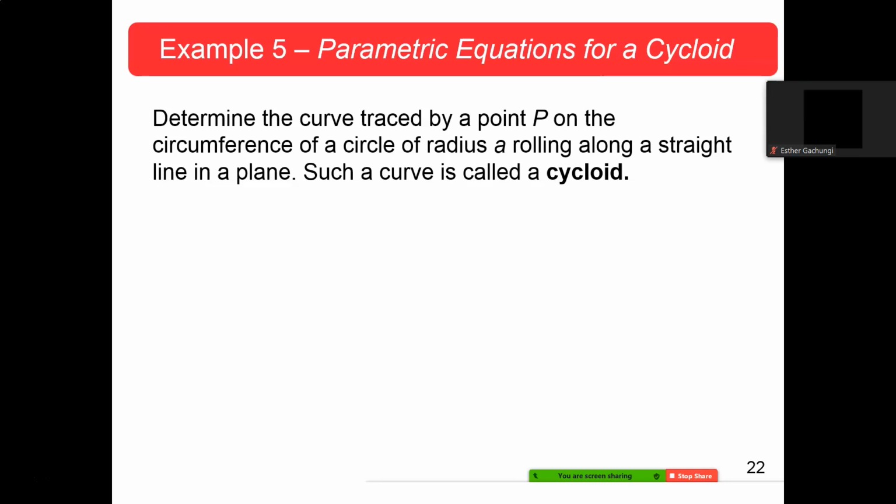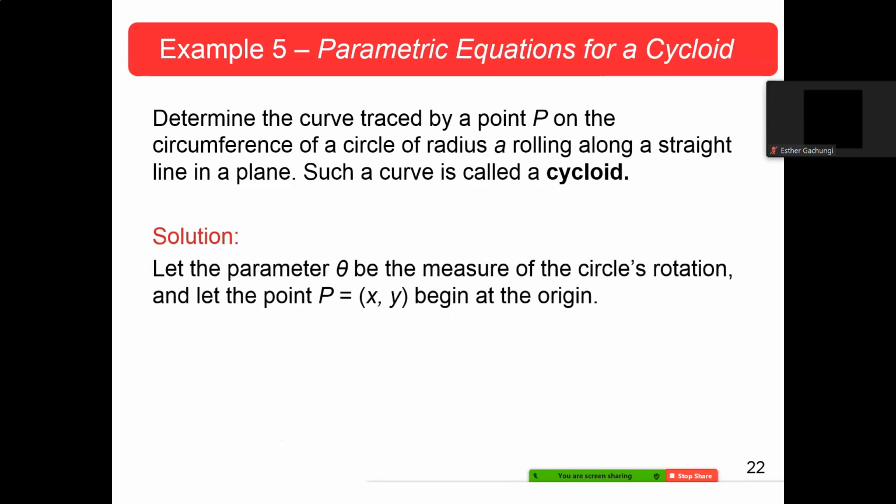Determine the curve traced by point P on the circumference of a circle of radius A rolling along a straight line in a plane. What? Okay. Hopefully they're going to draw the graph for you. Not yet. Now, without parametric equations, that is one bear of a problem. Okay? Even with parametric equations, it's still somewhat bearish.